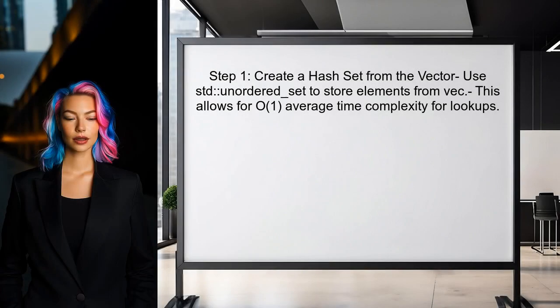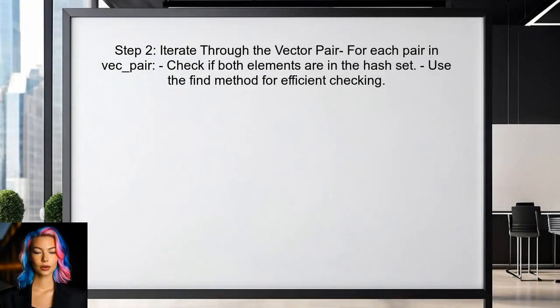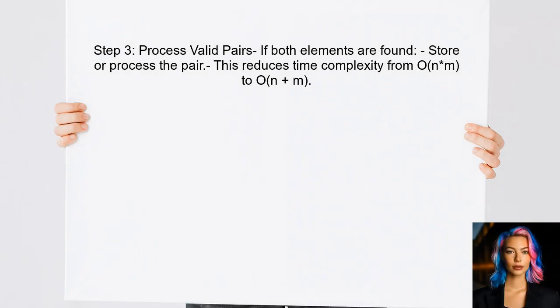To efficiently find pairs in the vector pair where both members are in the vector, the user should first create a hash set from the vector. This allows for quick lookups. Next, the user should iterate through the vector pair. For each pair, they will check if both elements exist in the hash set created from the vector. If both elements of a pair are found in the hash set, the user can store or process that pair as needed. This approach significantly reduces the time complexity compared to a nested loop.